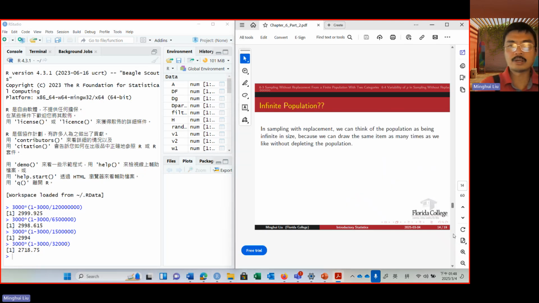And of course, you may find, hey, this is confusing. What is the infinite population? You can't really do it. Well, here's the thing. We can actually think about this as the sampling with replacement.